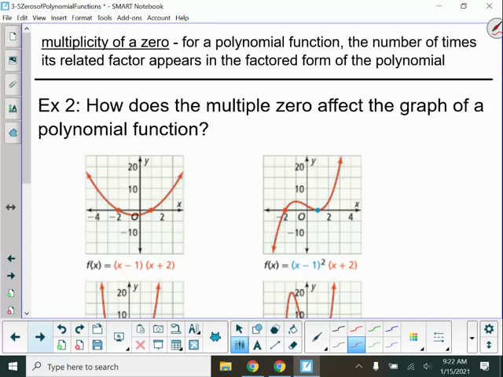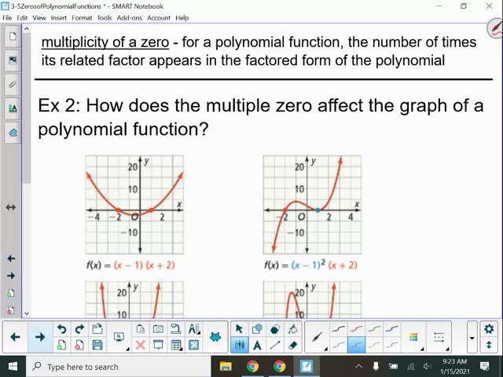So again, these are some helpful hints to aid you in understanding what's actually going on with these questions. So the next thing we're going to talk about is multiplicity. The multiplicity of a zero, for some polynomial function, is the number of times its related factor appears in the factored form of the polynomial.